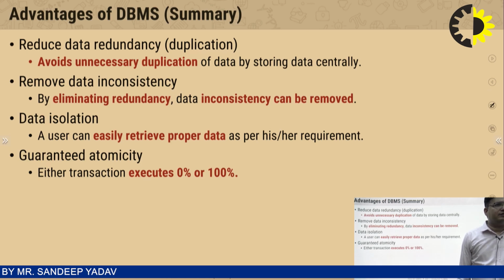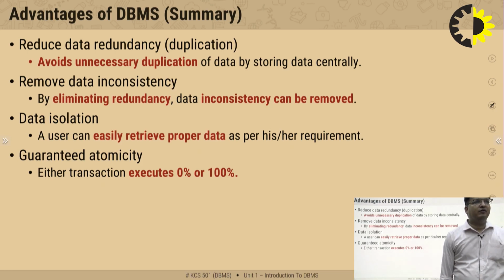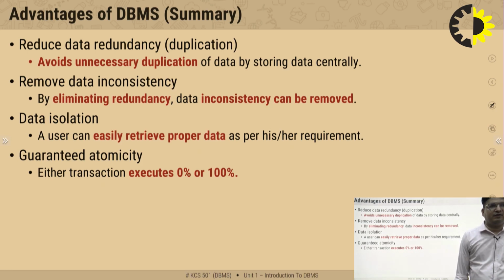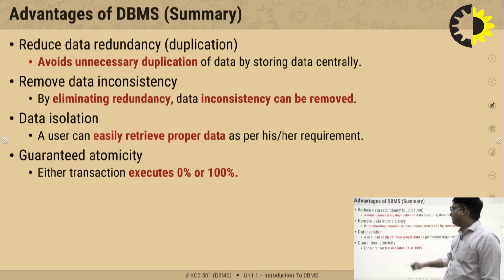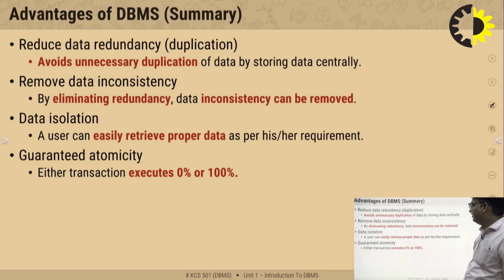First, it reduces the redundancy, that is duplication, whereby we avoid the unnecessary duplication of data by storing the data centrally. Second, we remove the data inconsistency by eliminating the redundancy. Data inconsistency can be reduced. Third is the data isolation, so that a user can retrieve proper data as per his or her requirement.